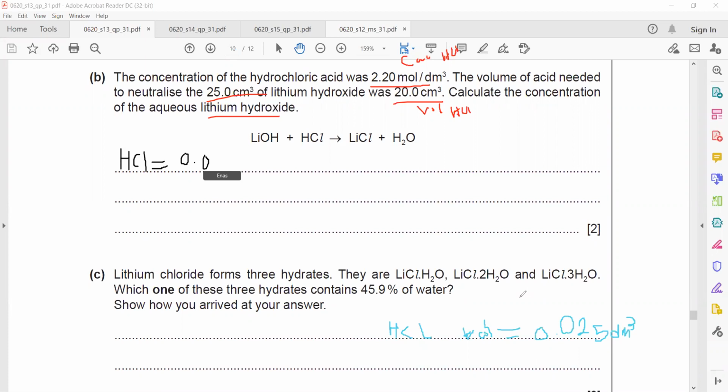The volume of acid needed to neutralize the 25 cm³ of lithium hydroxide is 20. So 20 is the volume of HCl, not 25. 25 is the volume of lithium hydroxide.